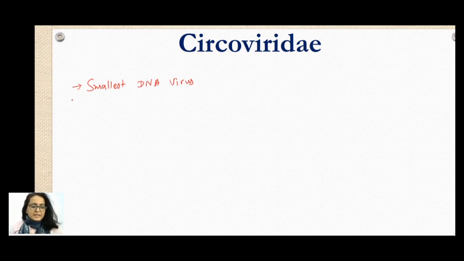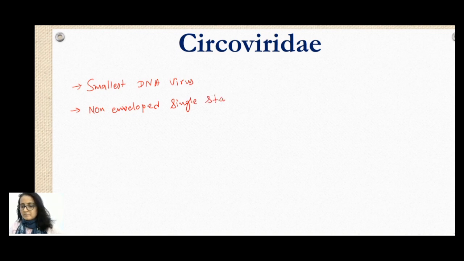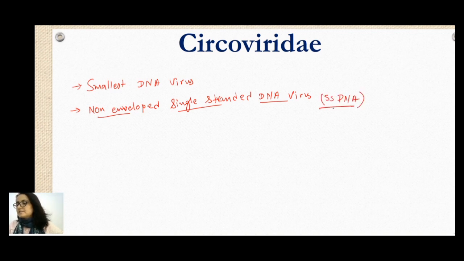Next, it is a non-enveloped, single-stranded DNA virus. Circovirus is a non-enveloped single-stranded DNA virus. This is important.